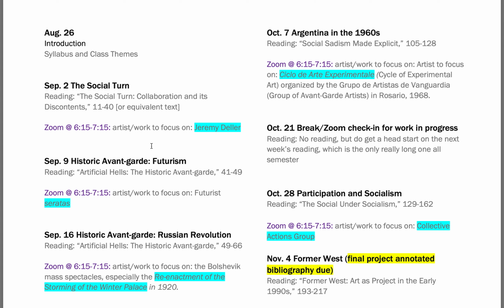The first week is, I think, the more theoretical introduction to participatory and socially engaged work. So this will be maybe the most difficult reading of the whole semester, so don't be scared off by it. The rest of the chapters are far less theoretical than this first one. But it's important to lay out the general theoretical contours of this type of work.